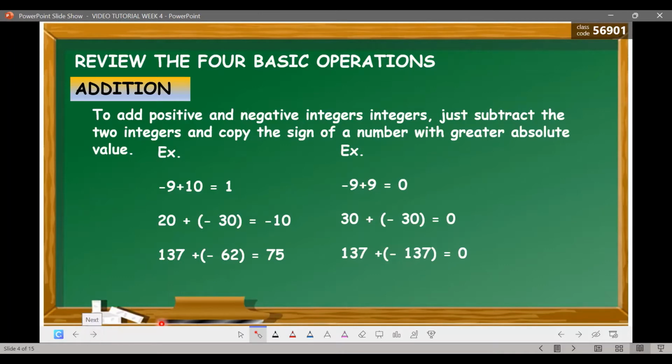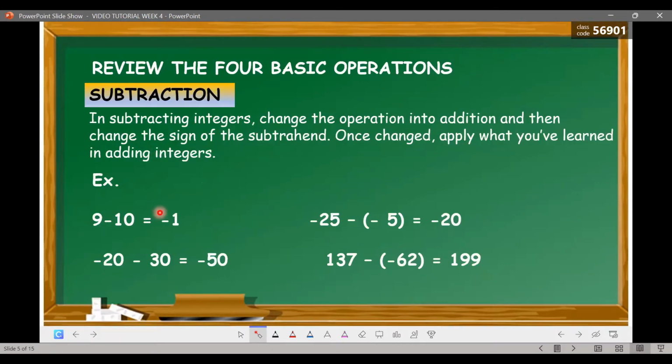Then another, let's move on. Okay, subtraction. In subtracting integers, change the operation into addition and then change the sign of the subtrahend. Once changed, apply what you've learned in adding integers. Okay, let's have the example. 9 minus 10 is equal to negative 1. Okay.